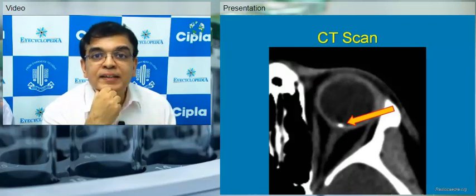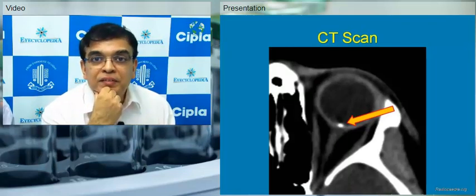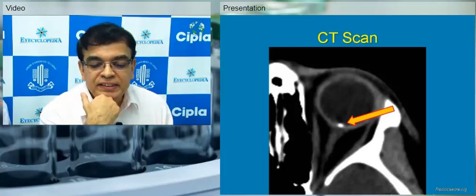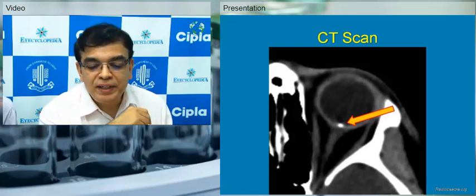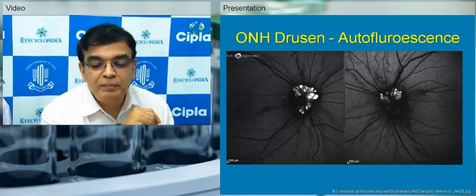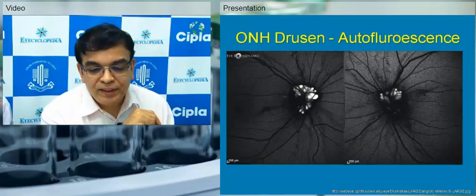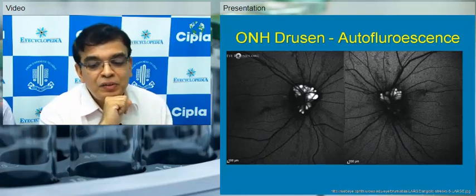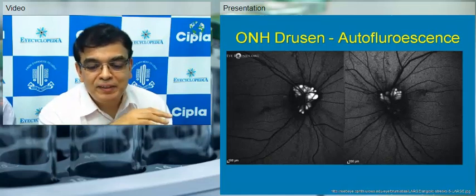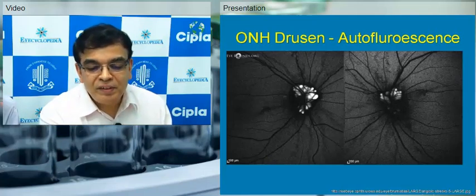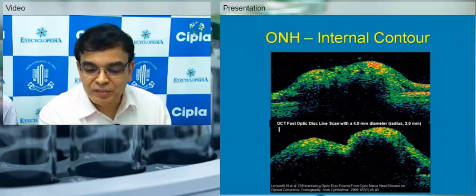CT scan is sometimes useful if the patient can afford it and you are still suspecting a buried drusen somewhere. Here's a CT scan showing a very high hyperdense spot over the optic nerve head, very typical of a drusen as well. Nowadays we have autofluorescence. You have excellent images of autofluorescence occurring on our Spectralis machines, etc. So here you can very clearly see these buried drusen on the optic nerve head that confirms your diagnosis for you immediately.